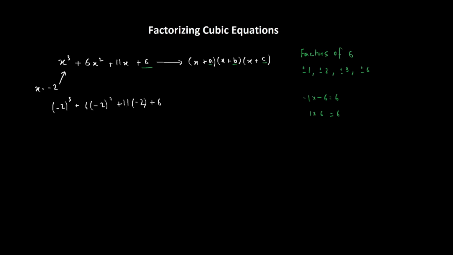Alright, so if you solve this, -2 cubed is -8. -2 squared, sorry, this is a 6, so let me write it a bit more clearly. So -2 squared is 4, 4 into 6 is plus 24.